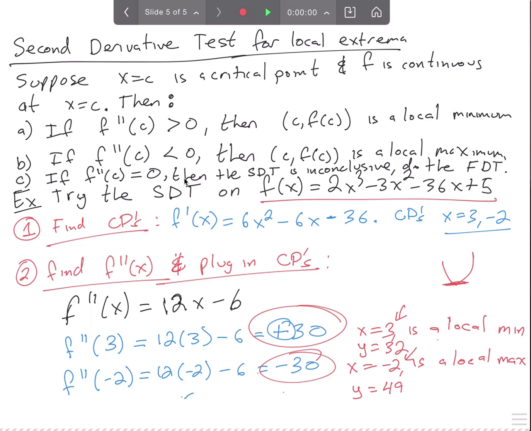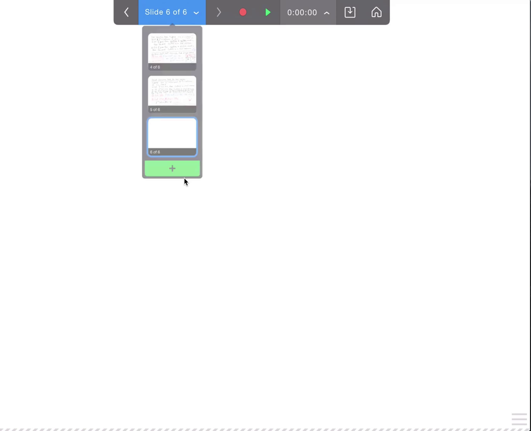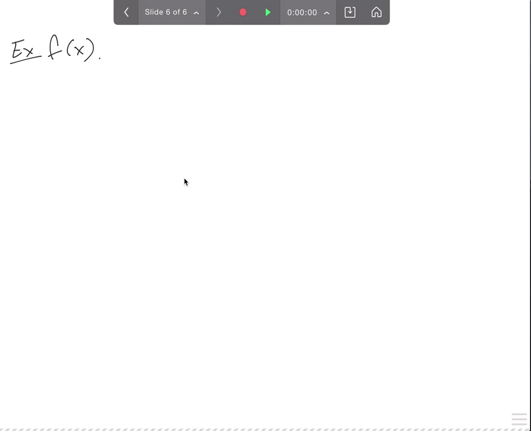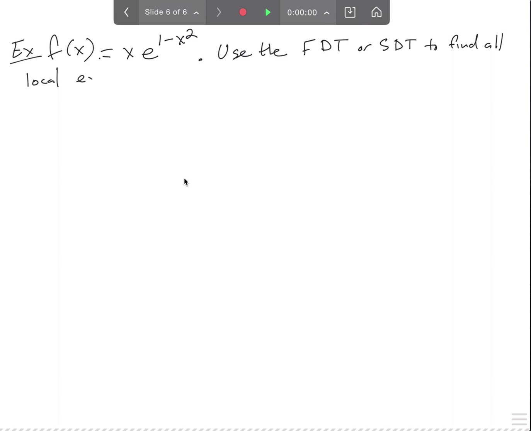Okay, all right, so let's do a more complicated example. Deal? So let's see. Okay, and then let's say you want to use the first derivative test or second derivative test to find all local extrema. Okay, so it doesn't matter which one we're using. The first step is always the same. What is the first step? Find the critical points, right?